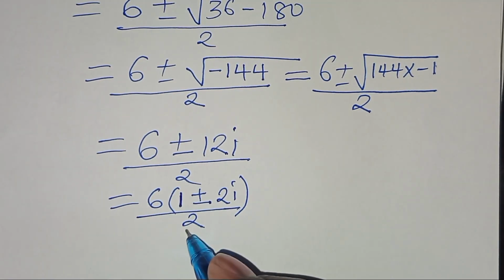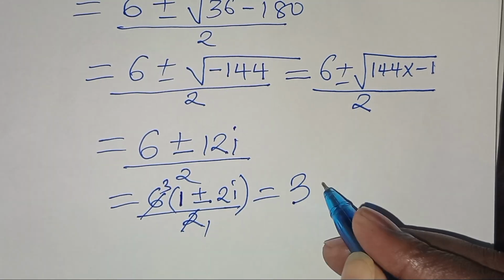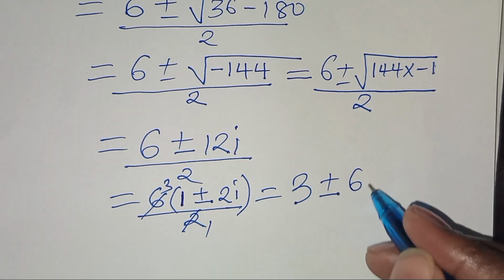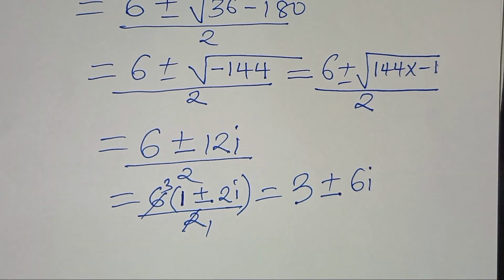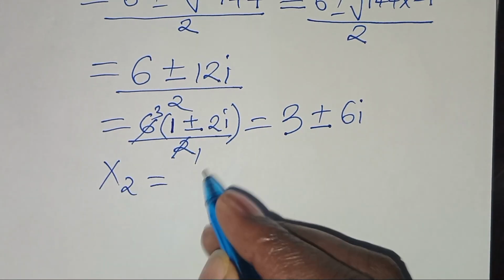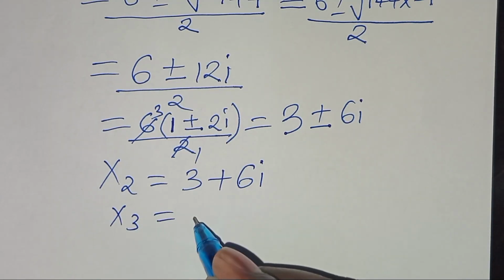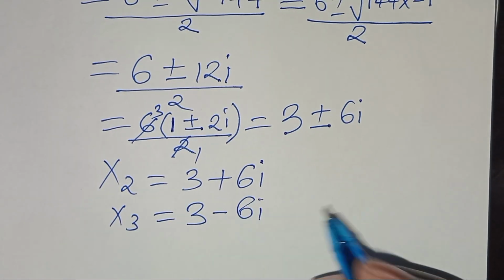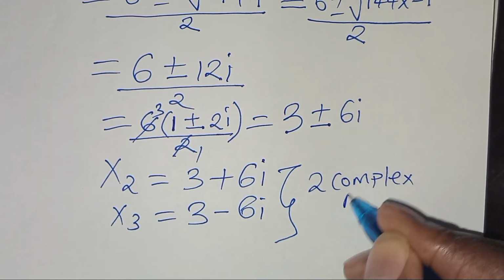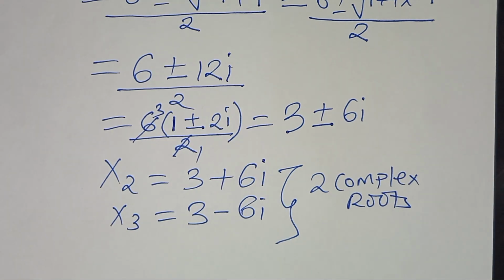So let's simplify here by 2, 1, by 2, this is 3. So that we'll have 3 plus or minus 6i. So in this case, we have x2 equal to 3 plus 6i, and we have x3 equal to 3 subtract 6i. So these are the two complex roots we have. These are the two complex roots for case 1. So let's proceed to case 2 as follows.